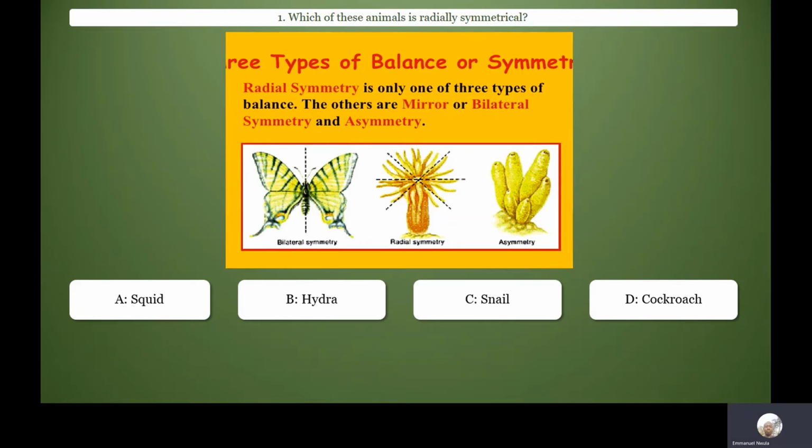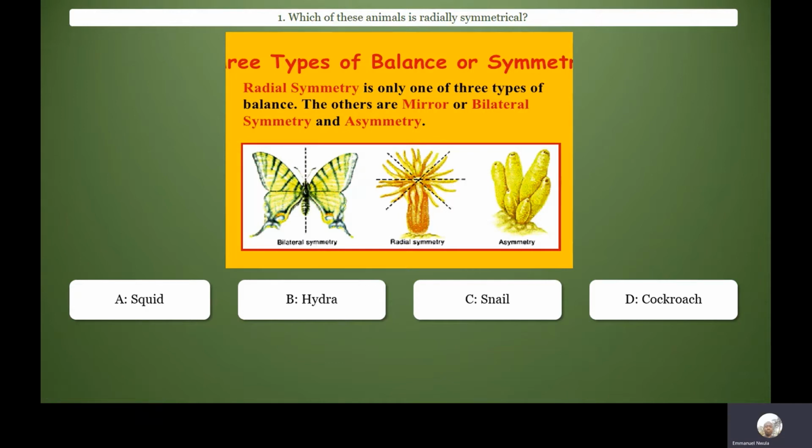Which of these animals is radially symmetrical? The correct option here is B, Hydra. Hydra is radially symmetrical. When you say an organism is radially symmetric, you can cut it in any plane and you get two similar halves.